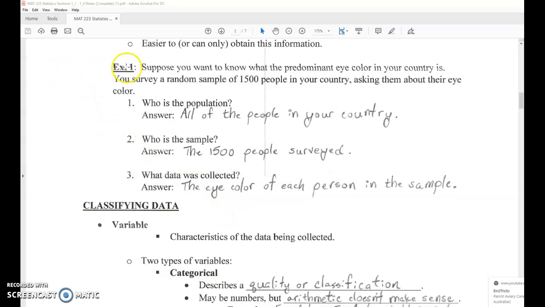All right, so as our first example, suppose you want to know what the predominant eye color in your country is. You survey a random sample of 1,500 people in your country, asking them about their eye color. So who's the population here? Well, it's all of the people in your country. What's the sample, or who is the sample? It's the 1,500 people surveyed. What data was collected? The eye color of each person in the sample.